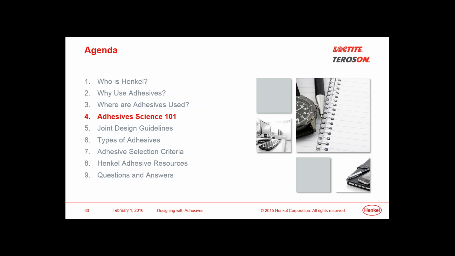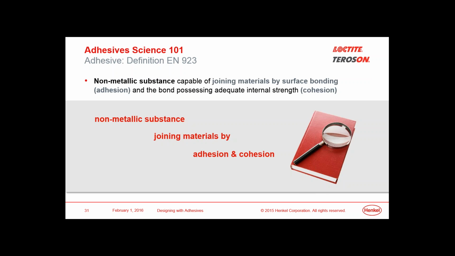All right, now some adhesive terms. First off, the adhesive definition itself; I pulled this from the British Standards. I thought this was a pretty good definition: it's defined as a non-metallic substance capable of joining materials by surface bonding, or adhesion, in which the bond possesses adequate internal strength, cohesion. So the key terms there would be non-metallic substance, joining materials, and adhesion and cohesion.